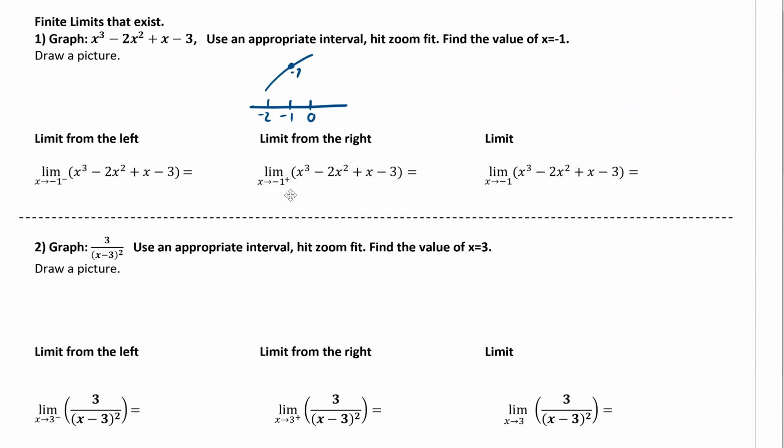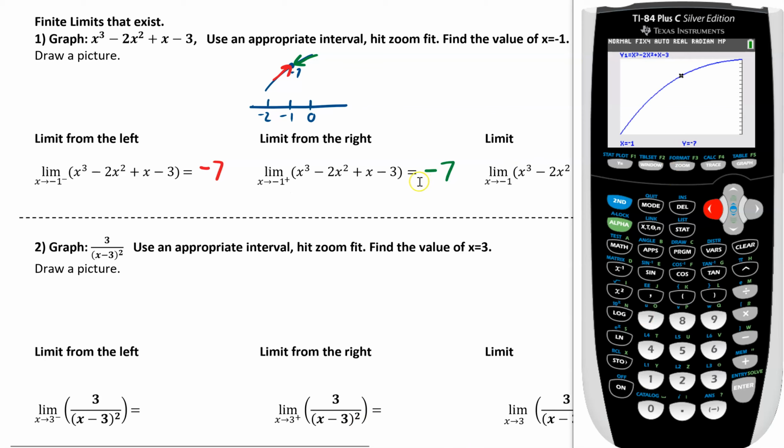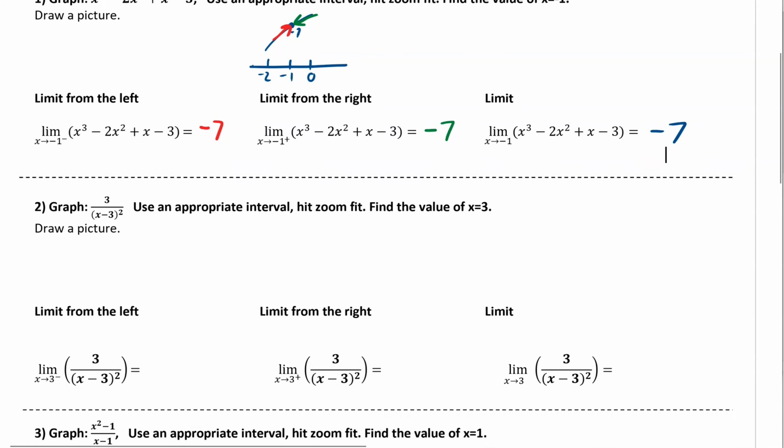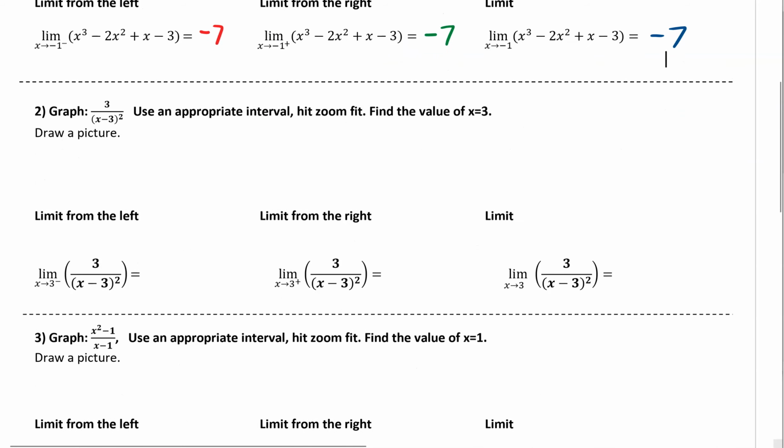So we still want to do it from the left. So coming in from the left, we are approaching negative 7. Coming in from the right, we are approaching negative 7. See? Left and right, both negative 7. So if these two match, then we know our limit is negative 7. So that's what we're doing. We're going to do a left, a right, and if they're the same, that's our limit. So let's try another one.